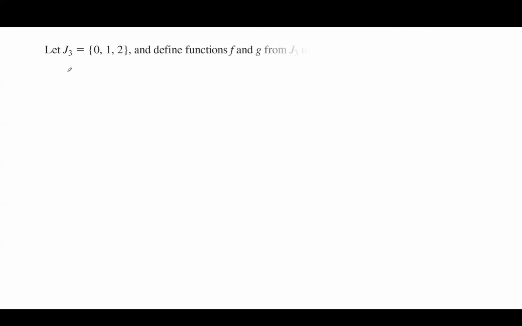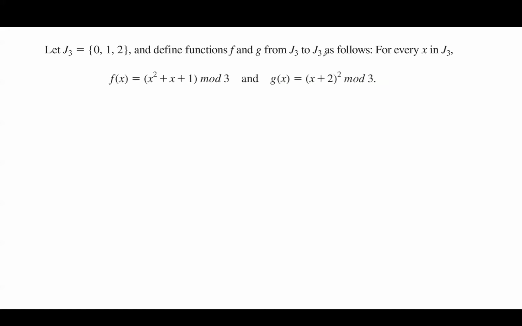Example for you: let Z sub 3 be the set including 0, 1, and 2. We're going to define functions f and g from Z3 to Z3. For example, function f is defined as x squared plus x plus 1 mod 3, and g of x is defined as (x plus 2) to the power 2 mod 3. We want to know if f and g are equal to each other or not.